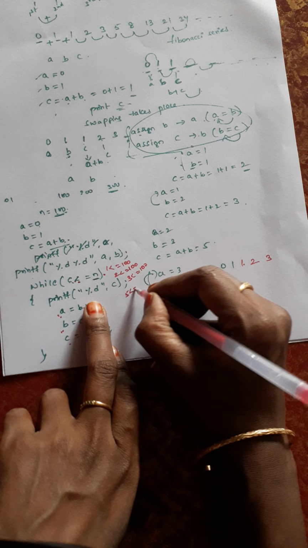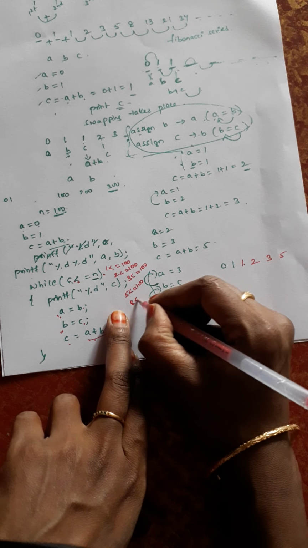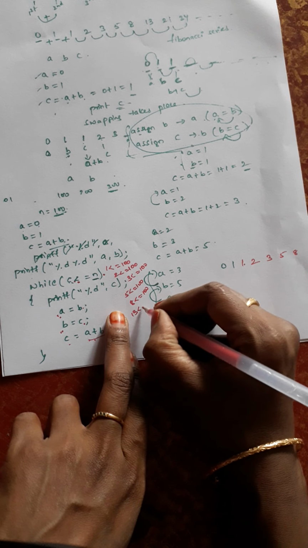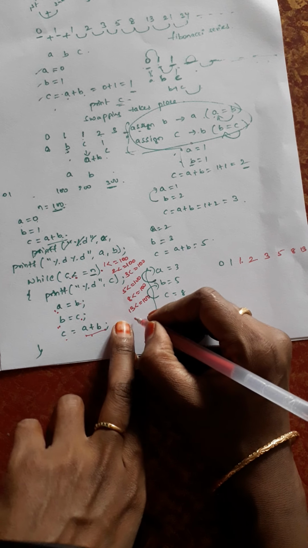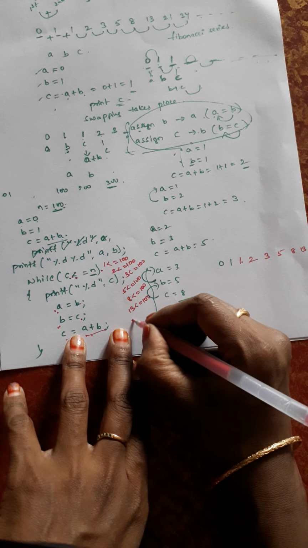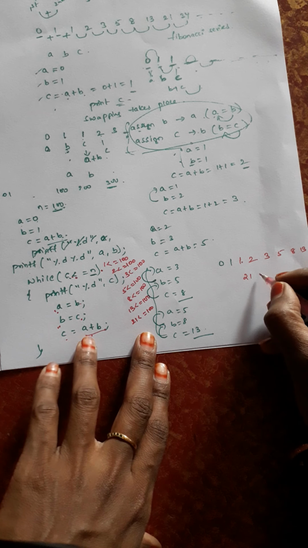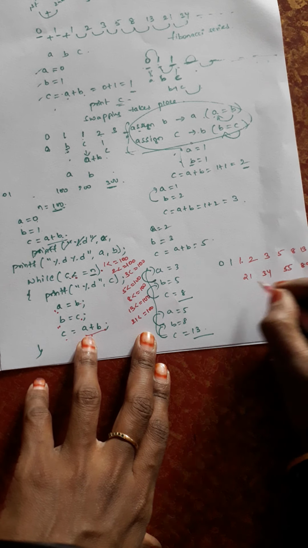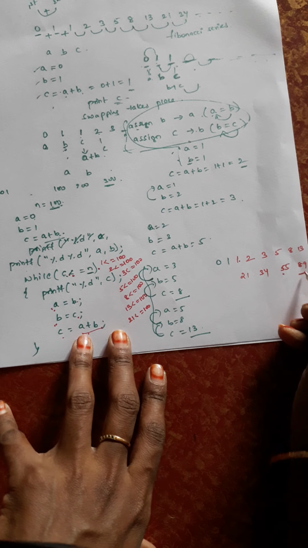Next time 5 less than or equal to 100. Yes, condition satisfied, 5. Next time 8 less than or equal to 100. Condition satisfied, 8. Next time 13 less than or equal to 100. Condition satisfied, 13. Next time 8 plus 13, 21. 21 less than or equal to 100. Okay, 21. Next time 34. Next time 55. Next time 89. Up to 89. After 89, 55 plus 89 is greater than 100.